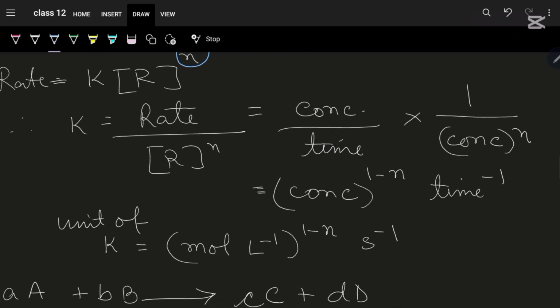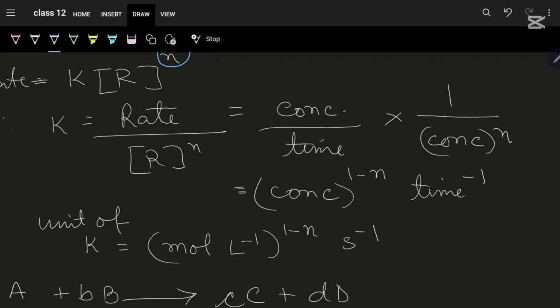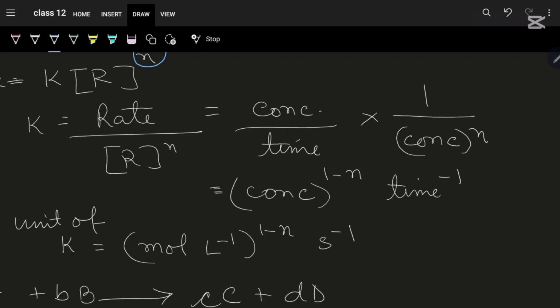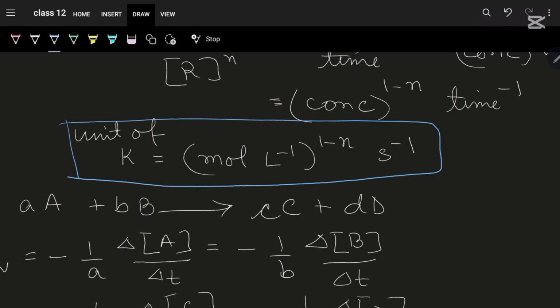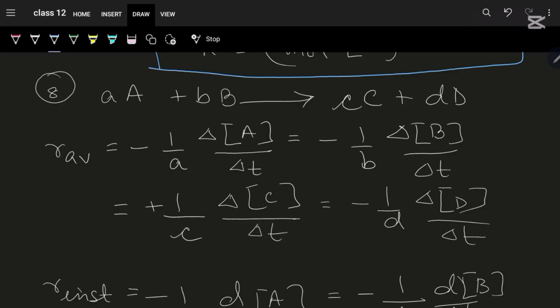Rate means change in concentration with respect to time. So I have written concentration by time into molar concentration of reactant, concentration raised to the power N. Now concentration term means mole per liter, molar concentration. So unit of K is concentration to the power 1 minus N, mole per liter to the power 1 minus N, time inverse, so second inverse. So this is the unit of K. You can place the value of N and you can get the unit of K for zero order, first order, and so on. In your syllabus you have zero and first only.